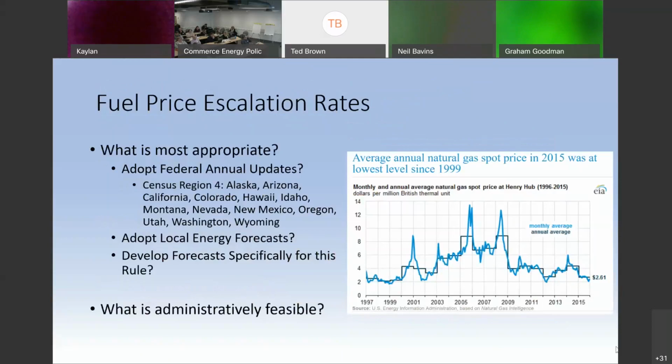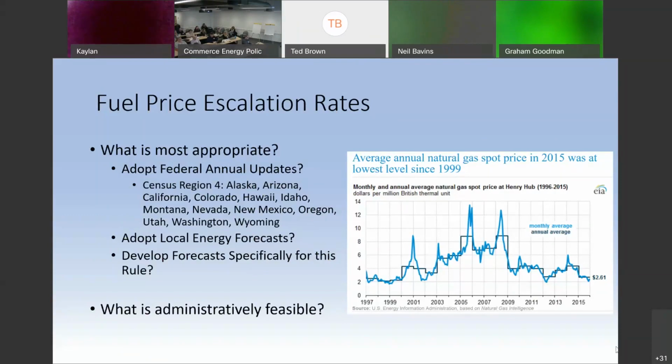Fuel price escalation. Oh yeah, there's an email. Yeah, this is gonna be gnarly. Has anyone figured out how we're going to do this? Hey, Graham Goodman, mute your phone. A forecast of the future just from this rule. I think that would be administratively feasible.